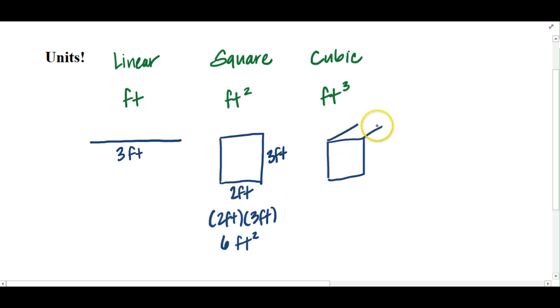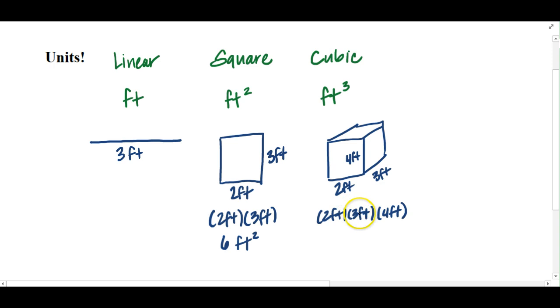So now I will try my best to draw a nice three-dimensional figure. Let's say this prism here has a width of 2 feet, a depth of 3 feet, and a height of 4 feet. If I were to find the volume, I'm going to do length times width times height.